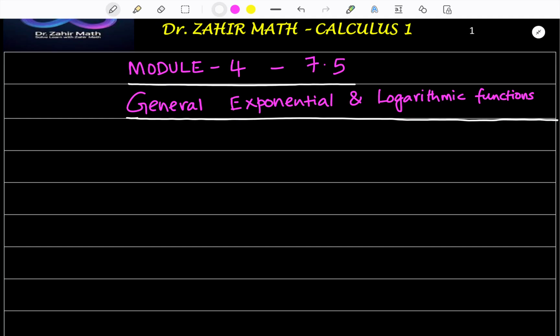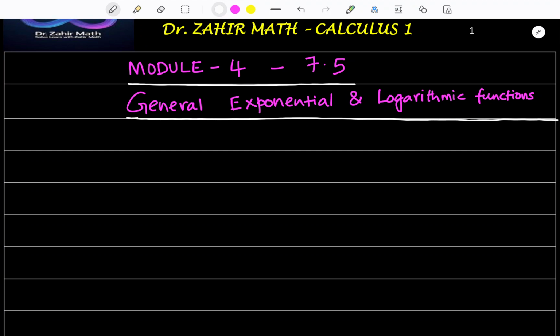Today we are covering some important exercises in Calculus 1: exponential functions, logarithmic functions, inverse trigonometric functions and hyperbolic functions. These are the four topics we are going to cover today. These are all core topics you must master and I'll guide you step by step through each one.